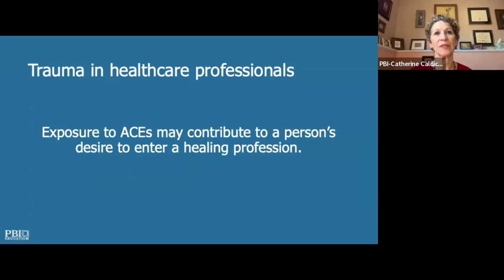Here's another interesting point. Exposure to ACEs may contribute to a person's desire to enter a healing profession. This has been observed in studies since the 1970s. This doesn't mean that everyone who goes into a healthcare profession has had exposure to ACEs. It means that among people who have had exposure to ACEs, many have felt drawn to entering a helping profession. This point is made in the Williams article that is referenced on your handout, and I'm going to come back to that article in just a few minutes.